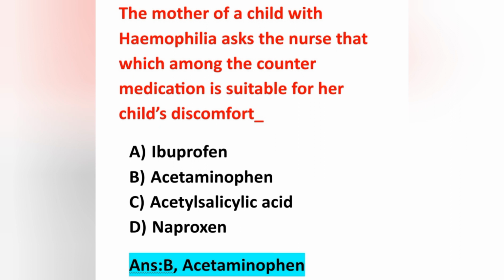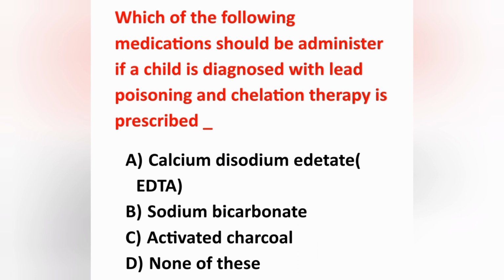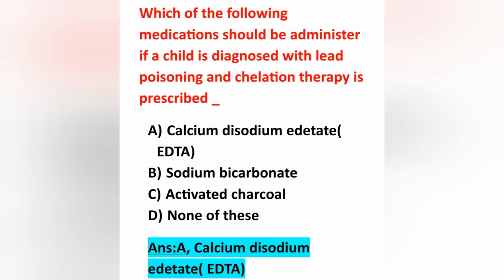Move on to the next question. Which of the following medication should be administered if a child is diagnosed with lead poisoning and chelation therapy is prescribed? Option A calcium disodium edetate or EDTA, option B sodium bicarbonate, option C activated charcoal, and option D none of this. Here question is, which of the following medication can be given to a child diagnosed with lead poisoning and is on chelation therapy?